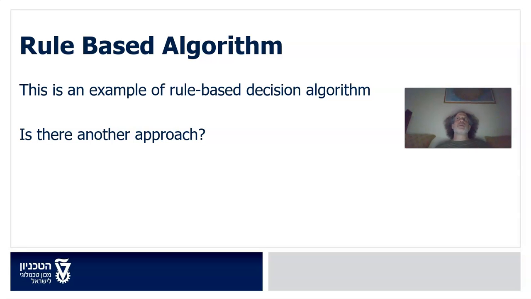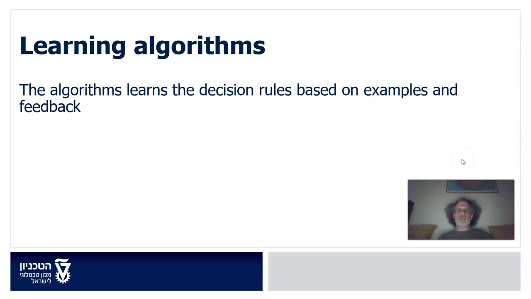Let's say you have to give a computer an algorithm that will distinguish between a photo of a cat and a photo of a dog. You can try to think yourself what kind of rules you can give the computer for this classification problem, and maybe it is just too complex. So we need a different approach, and the new approach today is learning algorithms. Those are algorithms that learn the decision rules based on examples or on feedback. I will elaborate on those learning algorithms, also called machine learning.